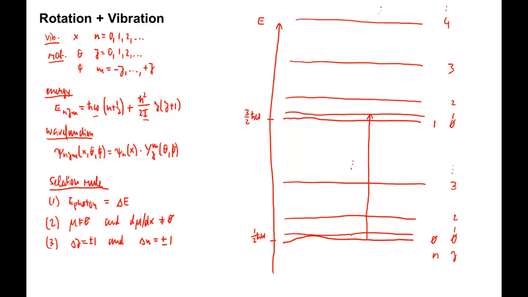From the 0, 1 state, the next one up, there are 2 allowed transitions. One up to 1, 0, where delta n is plus 1 and delta j equals negative 1, and the other one goes from 0, 1 up to 1, 2, where delta j equals positive 1. This continues for the other rotational levels.